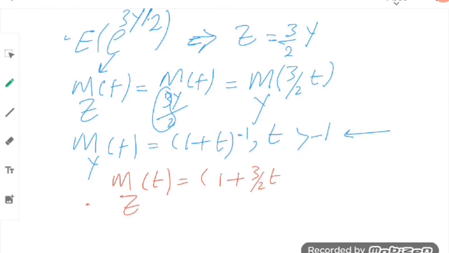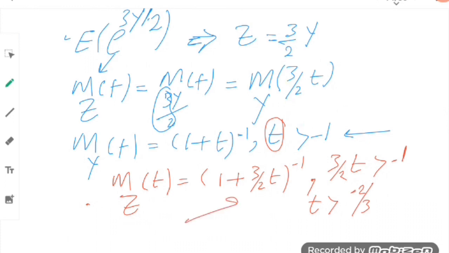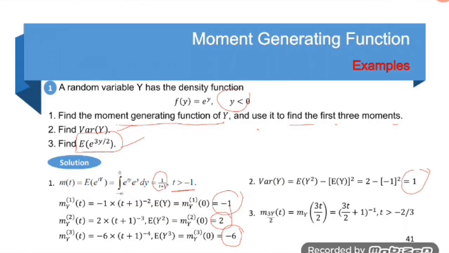And don't forget to substitute for the new t also in the domain. So this will be (3/2)t greater than -1. So this means t will be greater than -2/3. So this will be the moment generating function of the new variable Z, where Z equals 3/2 Y. Here we have the answer. We have the moment for the new variable equal to (3t/2 + 1) to the power -1, and t greater than -2/3.